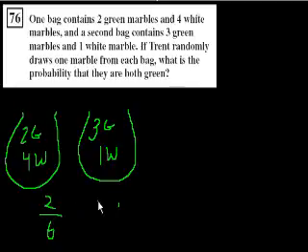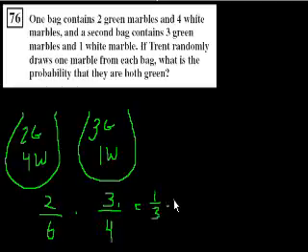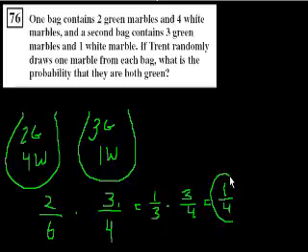And then when he goes to this bag and says, okay, how many green marbles are there? Well, there are 3 green marbles out of a total possibility of 4 marbles, right? So there's a 3/4 chance that he picks a green marble out of this bag. So the chance that he picks a green marble out of both bags is just the 2/6 times the 3/4. That's 1/3 times 3/4, which is equal to a 1/4 probability.